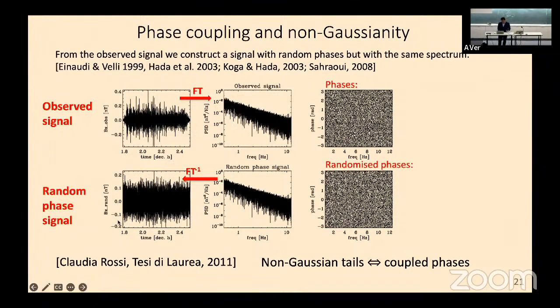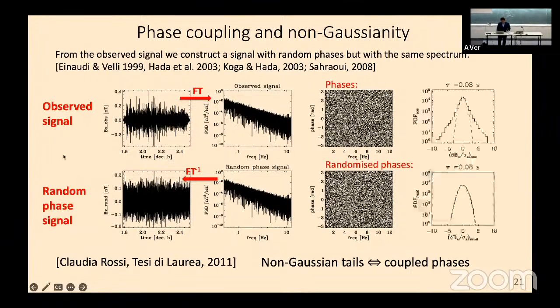In contrast with the original signal, this has completely different physical properties. If the distribution of the original signal has non-Gaussian tails, after the randomization of phases the random phase signal does not have any non-Gaussian tails. So it means that these non-Gaussian tails are really related to the coupling of phases in the signal, so related to coherent structures.